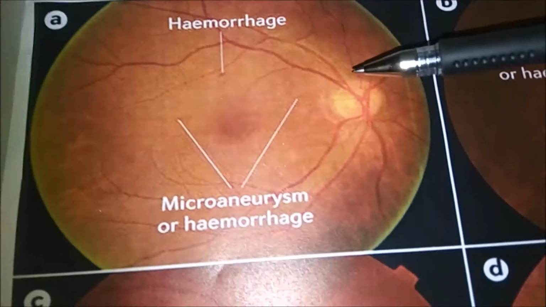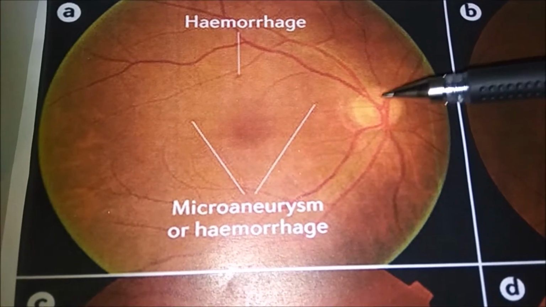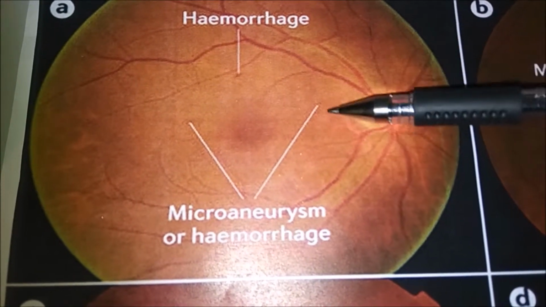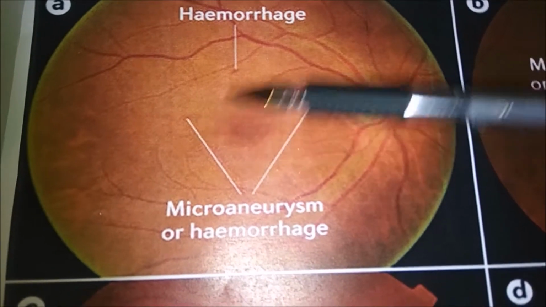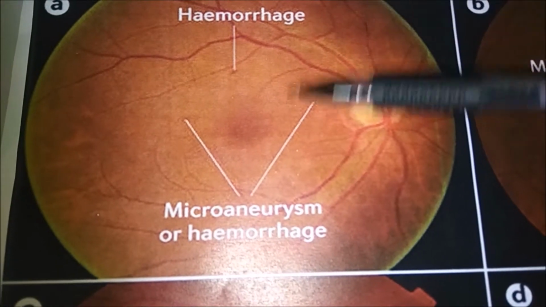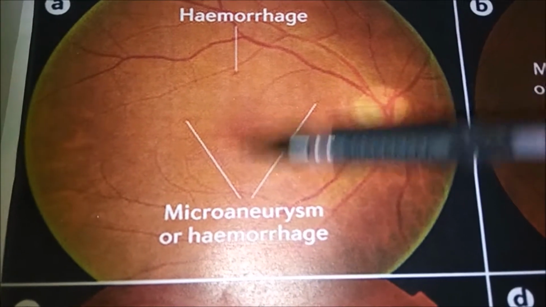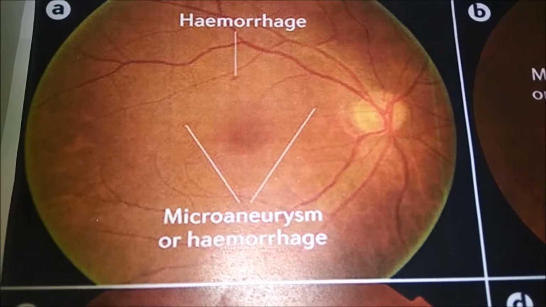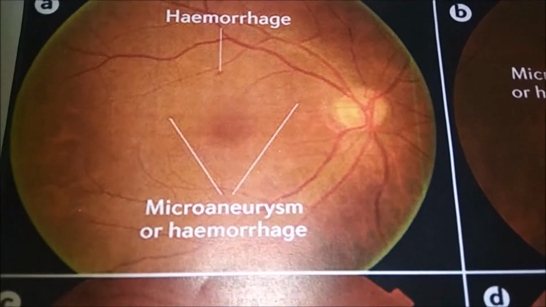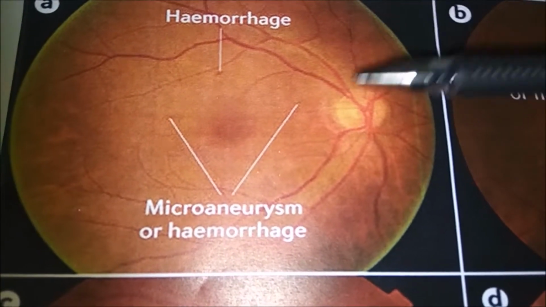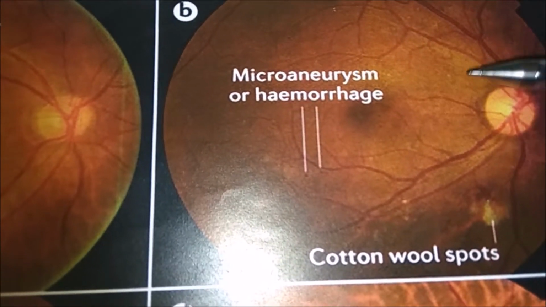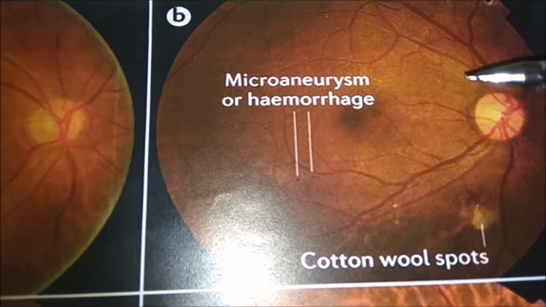The first is the mild non-proliferative diabetic retinopathy. Here we can see that there are some microaneurysms or hemorrhages, the red spots over here, and this is a hemorrhage because it's larger. So it's actually hard to differentiate between microaneurysms and hemorrhage. We can differentiate using fluorescein angiography. So this has very few symptoms. So this is mild non-proliferative diabetic retinopathy.